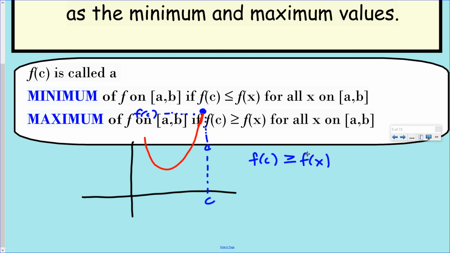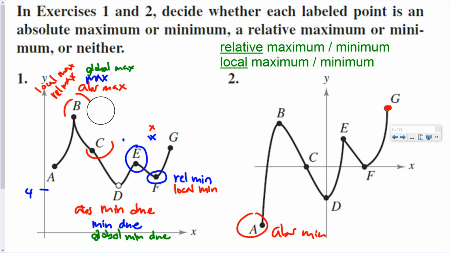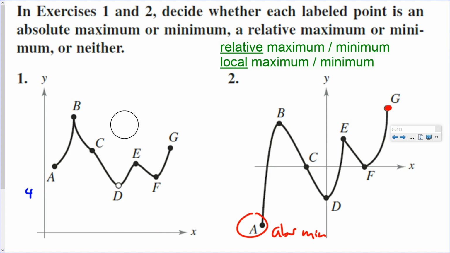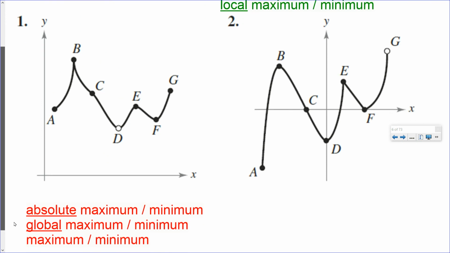So if you see this on the AP exam, that's what they're saying. Think extreme value theorem if you see that on the AP exam. All right, the other thing I want to talk about is some vocabulary for maximums and minimums. Okay, so here's our vocabulary. I want you to take a look at number 1 here, and you guys are going to do number 1 on your worksheet after we do number 1 here.